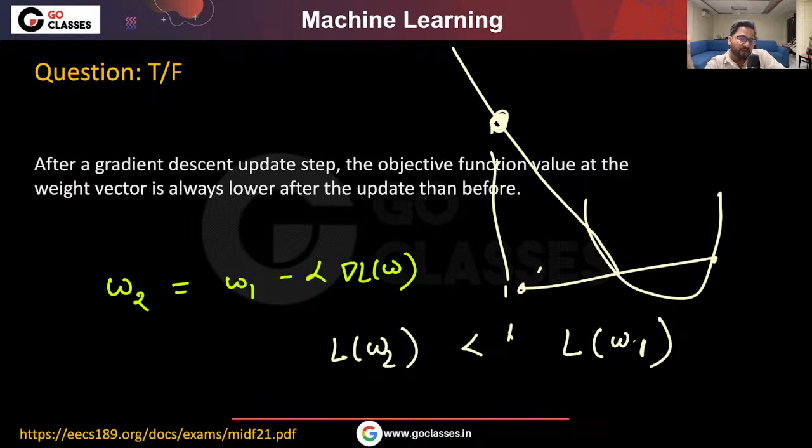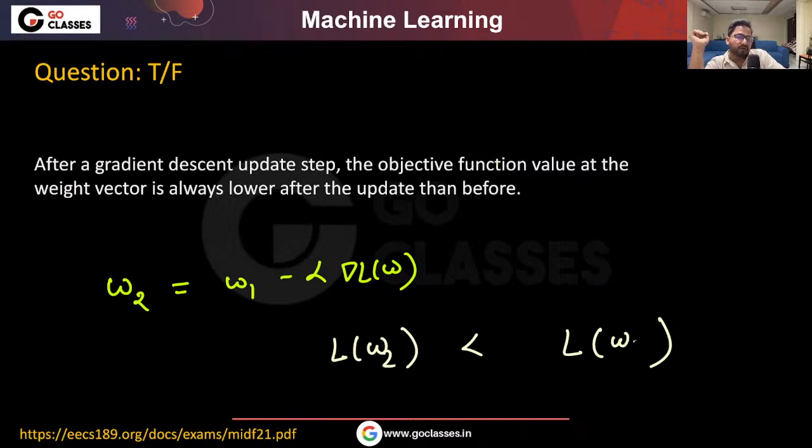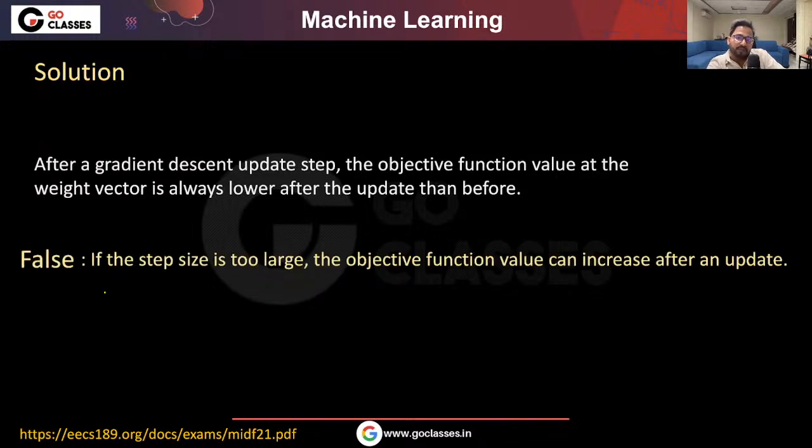If the value of alpha is too much, then you can even cross the minima and go far away. Your w2 is this, and at this w2, the loss or the objective function is even greater than what you started with, right? It is not always necessary. If alpha is good enough, if the conditions are good enough, then it is necessary, but otherwise it is not. So that is why it is false. If alpha is too large, then the objective function can increase after the update.